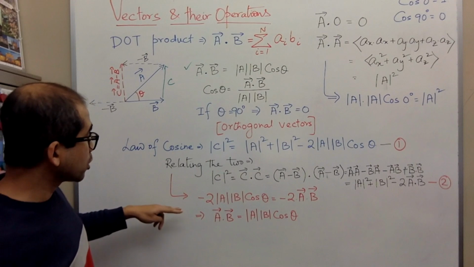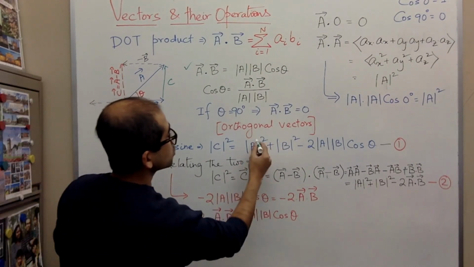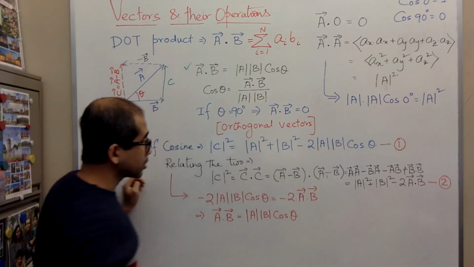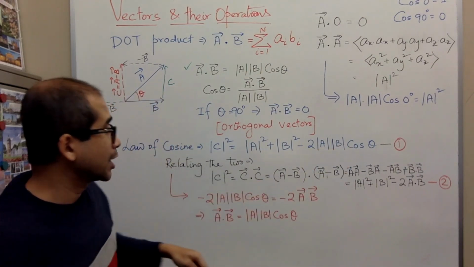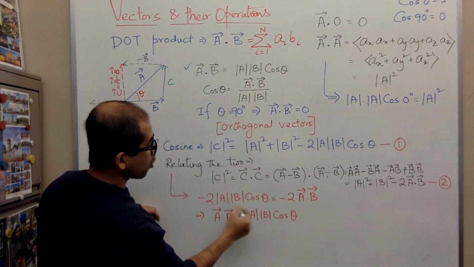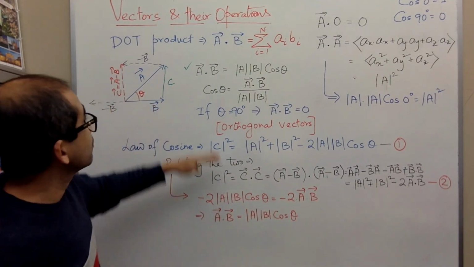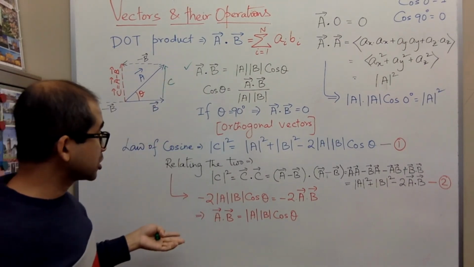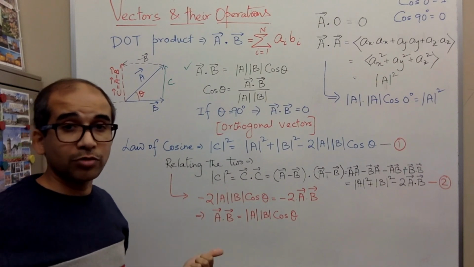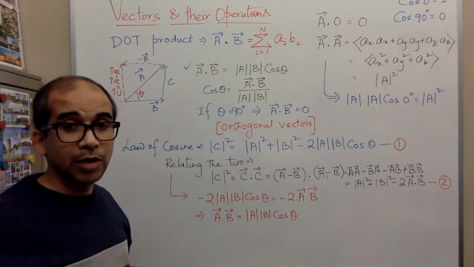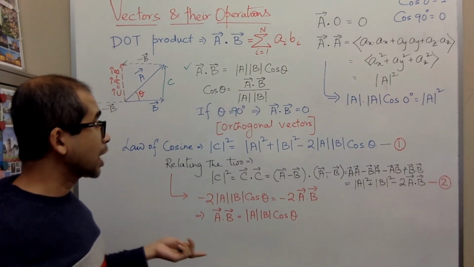If we equate both of them, we'll find that mod a square and mod b square cancel out. We'll see minus 2ab cos theta equals minus 2a dot b. So a dot b is nothing but mod a mod b cos theta. So this is the derivation of this formula. In other places, you will normally not see that. I have shown you the derivation of the formula. And now we'll use this formula to do some problem exercises which will help you to understand.